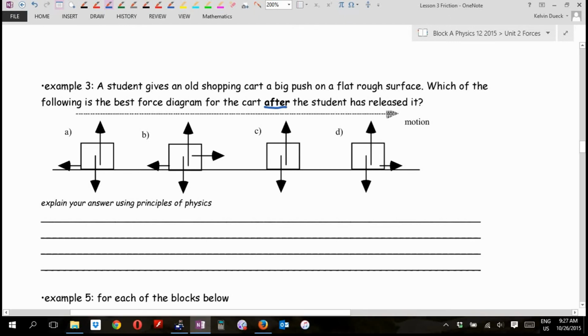Who says A? Got to be A. 1, 2, 3, 4, 5, 6, 7, 8, 9, 10, 11, 12, 13, 14. Who says B? 1, 2, 2.5. Who says C? Who says D?